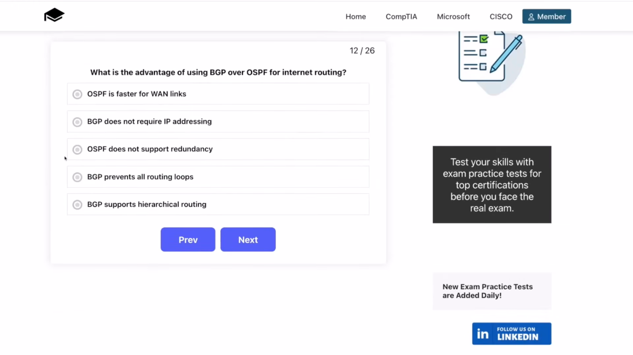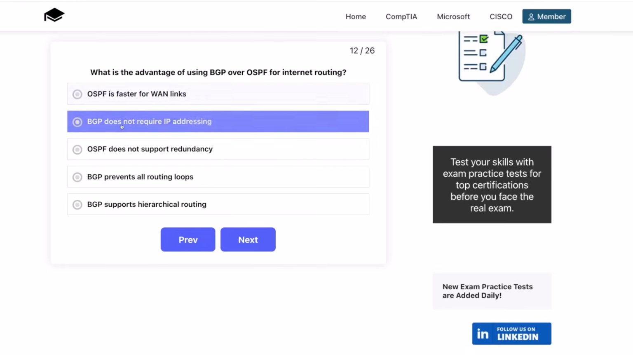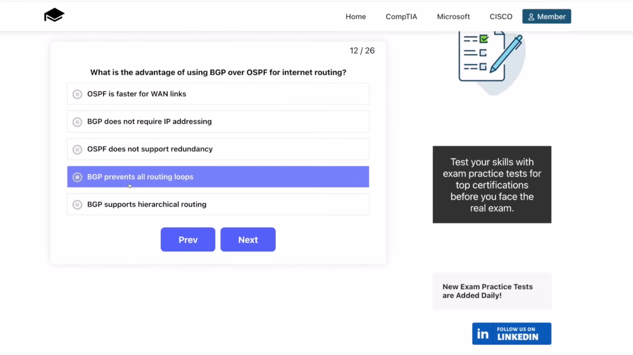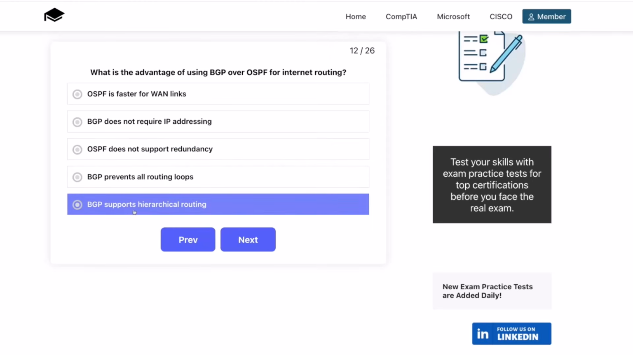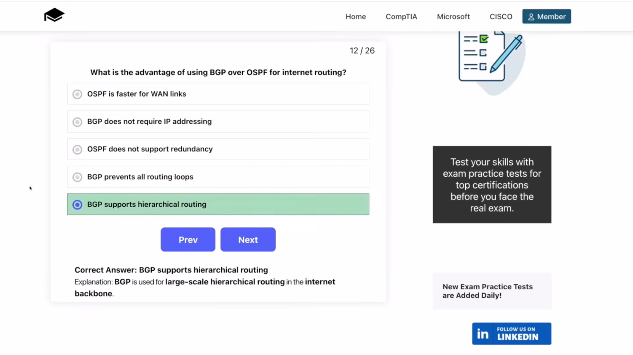What is the advantage of using BGP over OSPF for internet routing? Is it OSPF is faster for WAN links? BGP does not require IP addressing? OSPF does not support redundancy? BGP prevents all routing loops? Or BGP supports hierarchical routing? The answer is BGP supports hierarchical routing. BGP is used for large-scale hierarchical routing in the internet backbone.